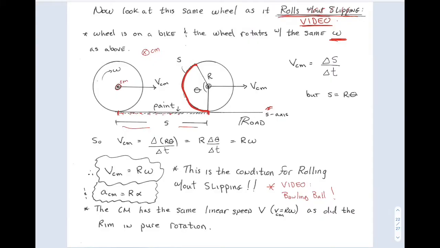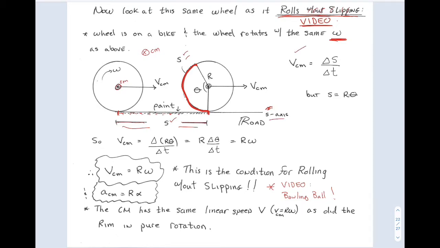So this distance s is the same as that arc length s. I said in geometry and trig classes, they like to use s for arc length. So if that's an arc length s, I'm going to call the path along the road S. That's why I call that the S-axis, okay?